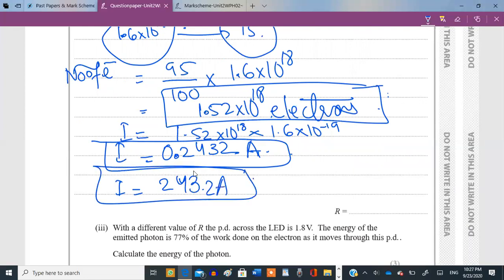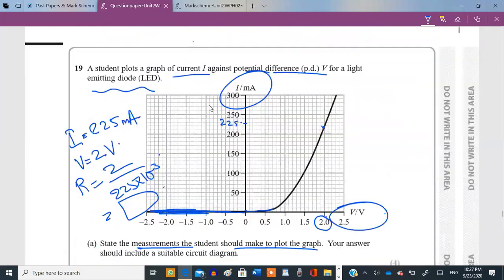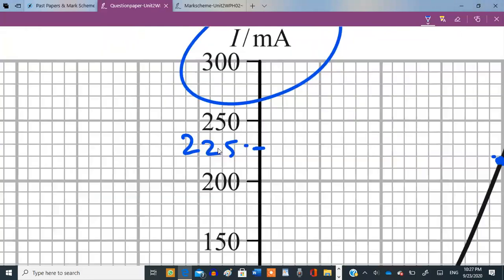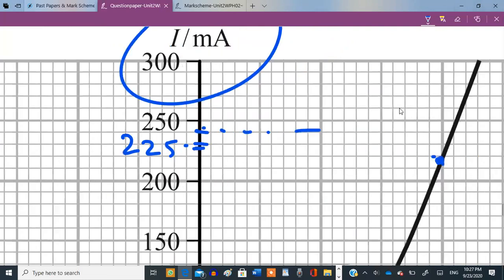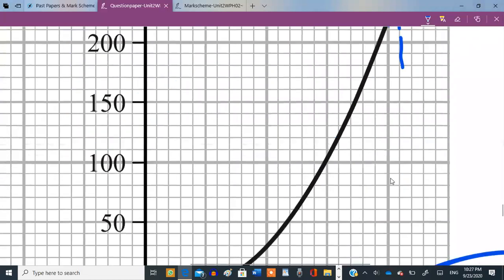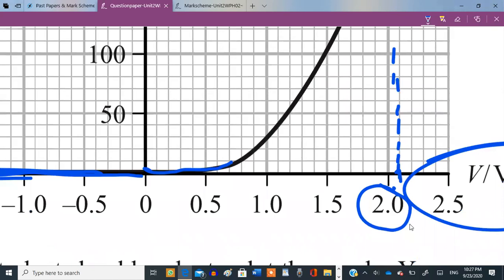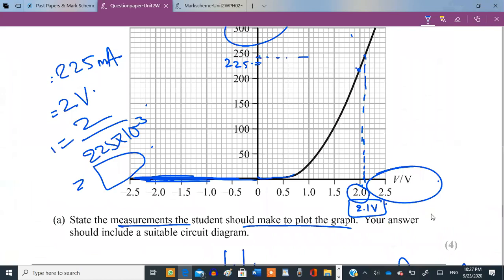Now look at the graph and see what's the corresponding voltage at 243. You zoom in a bit, 225, 230, 240. It's going to be approximately somewhere here. So it's going to fall down somewhere over here. Okay. This is going to be 2.2, sorry, 2.1 volts. 2.1 volts is the voltage when the current is 243 milliamperes.